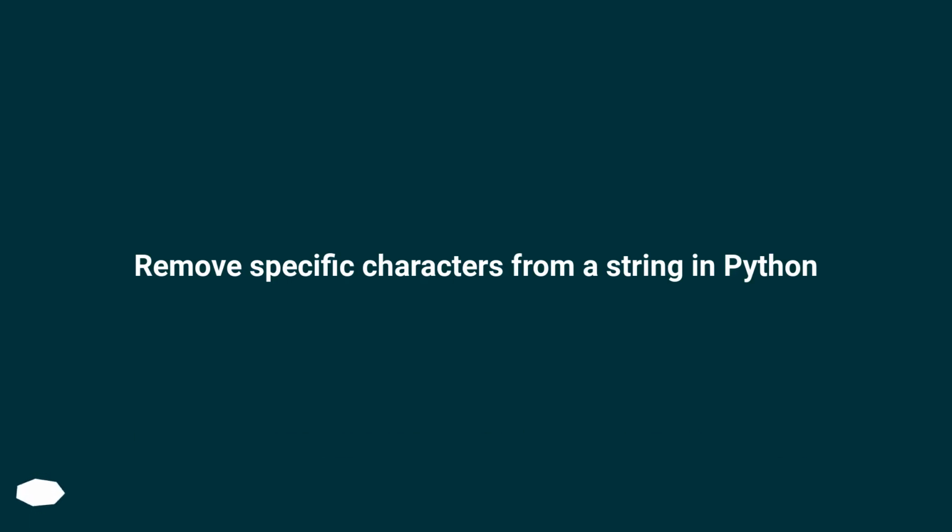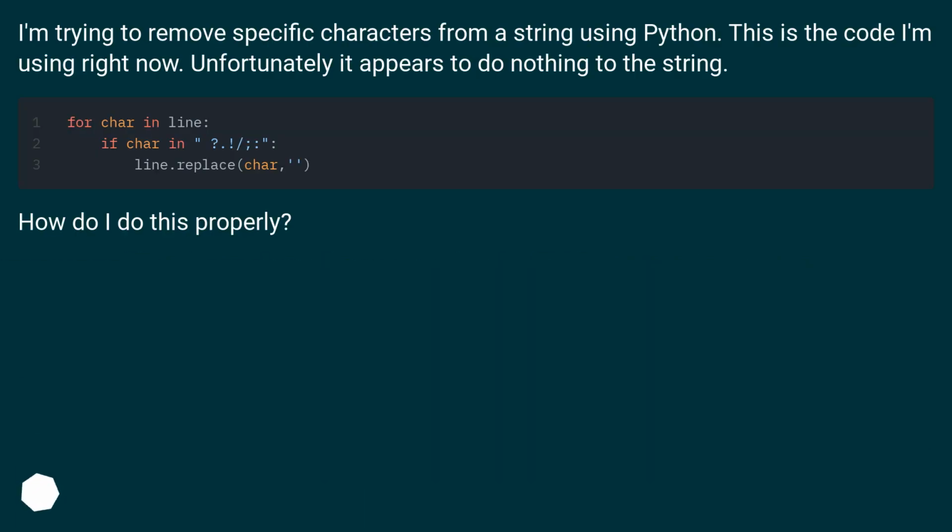Remove specific characters from a string in Python. I'm trying to remove specific characters from a string using Python. This is the code I'm using right now. Unfortunately, it appears to do nothing to the string. How do I do this properly?